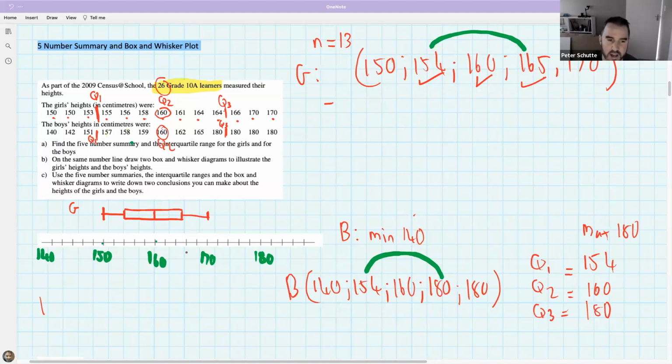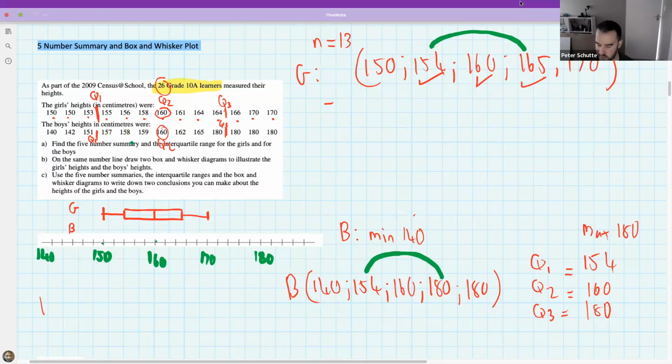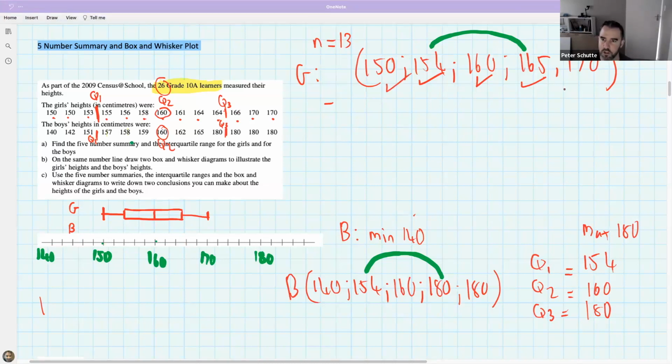Now, I want you to try and draw at home. I want you to draw the box and whisker plot for boys below that. So see if you can do that yourself, and then I will come along and talk about it. But I've done the box and whisker plot for girls. Maybe even doing the box first makes the most sense, and then doing the whiskers at the end.